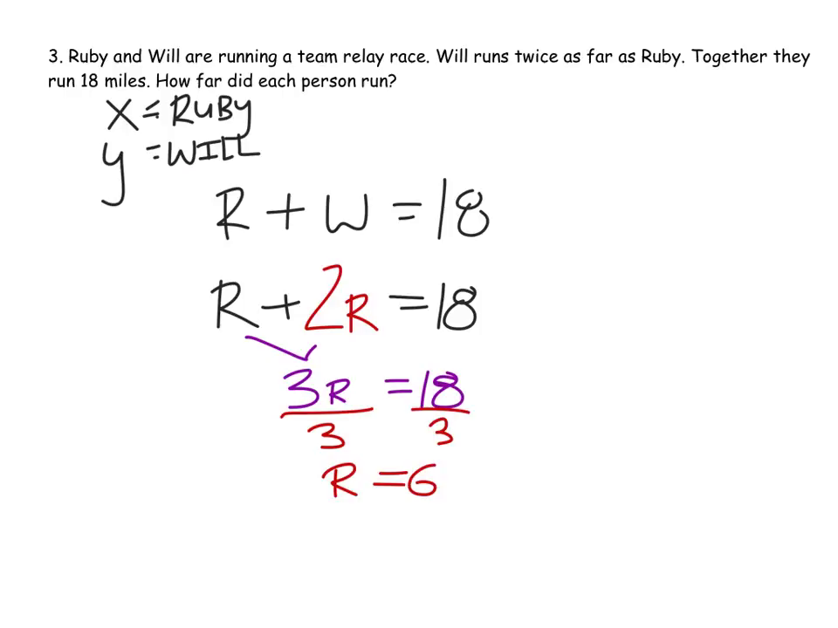Here's the problem: R is not 6, it's 6 miles. Now, if Ruby's running 6 miles, some people forget to double it for old Will. So Will ran 12 miles, twice Ruby's length. Now, we should check this, by the way. 6 plus 12 needs to equal 18, and it does. And we need to make sure that Will's is twice Ruby's, which it is. That would be a good way to confirm on a test that it is correct.